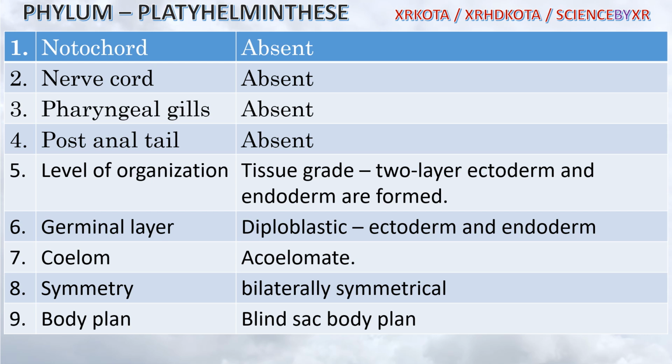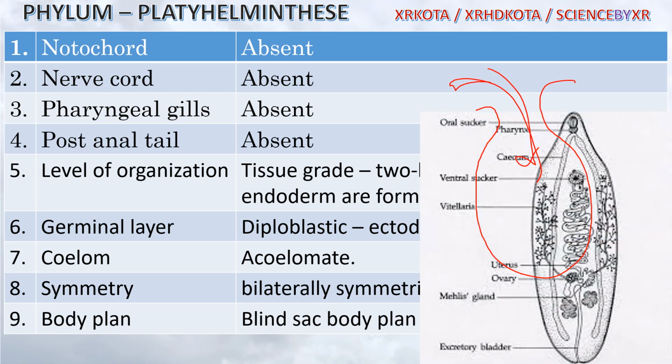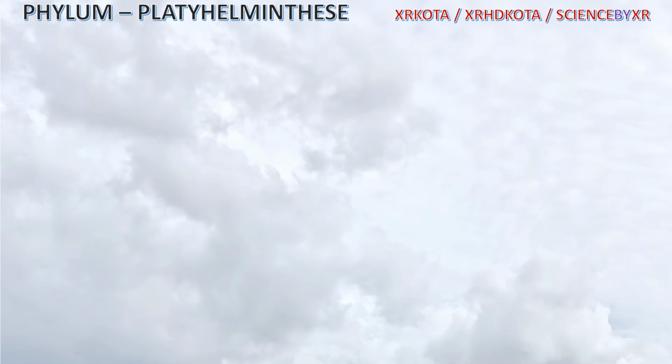Body plan. The body plan is blind sac. Blind sac is the one in which there is only one opening through which the food comes in and the waste is thrown out. Okay. So that type of arrangement is called blind sac, just like a sac. Here you can see the food is brought in here and it will go out from here only because there is no anus-like opening.